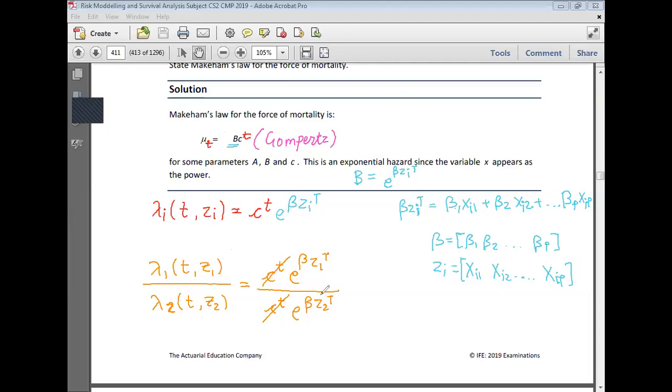So I think the covariates will change. Here is Z1 and here I have Z2. So let us say if my Xi1 represents gender, then for male and for female, I will have different values. And that is why these powers will be different. So this is how you will have your proportion of the hazards for these two lives, 1 and 2.